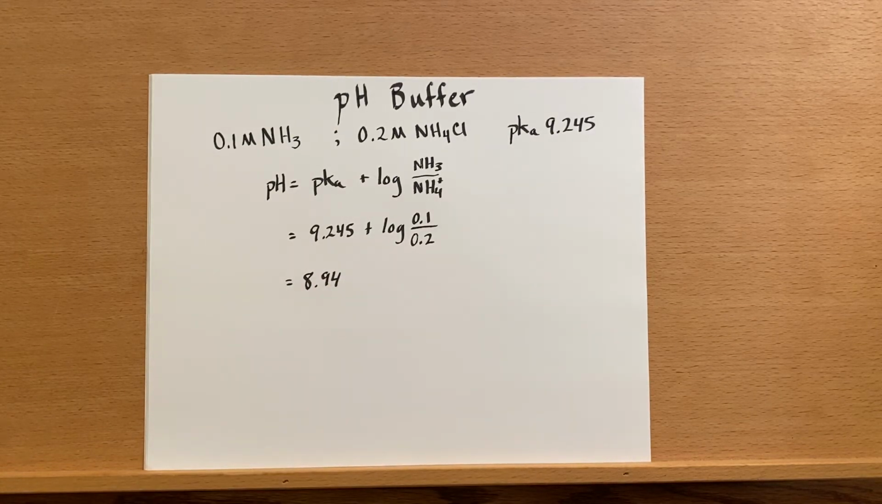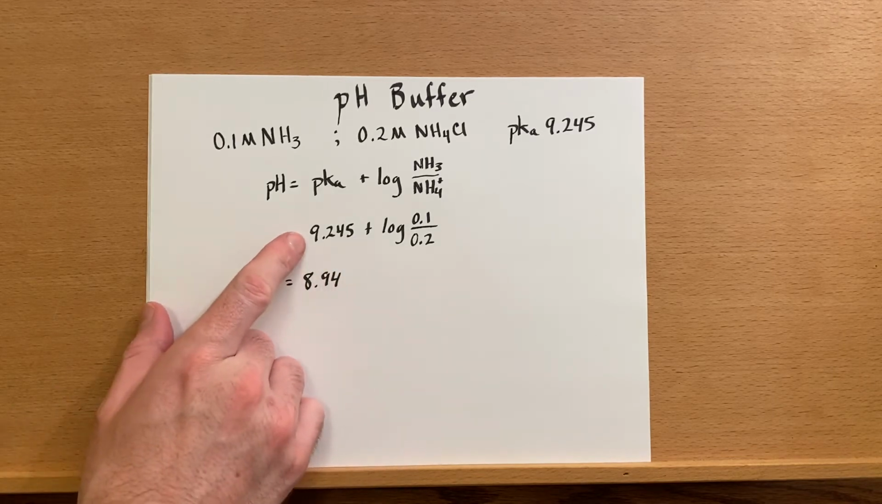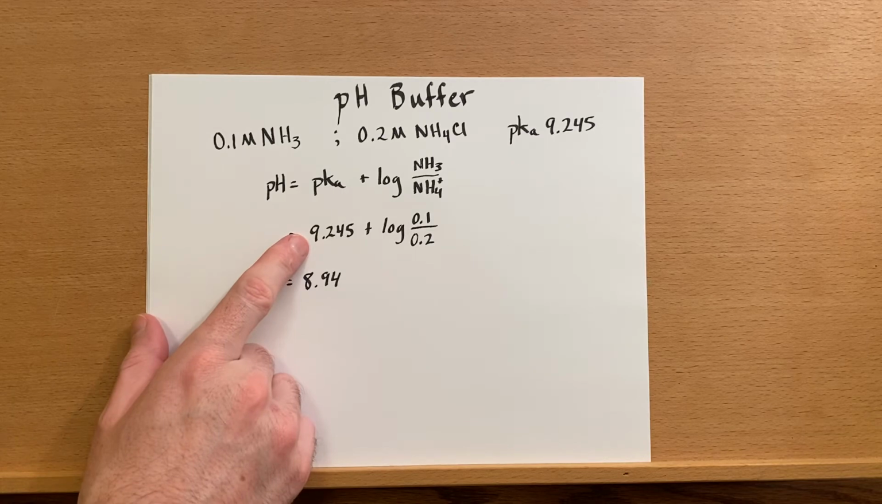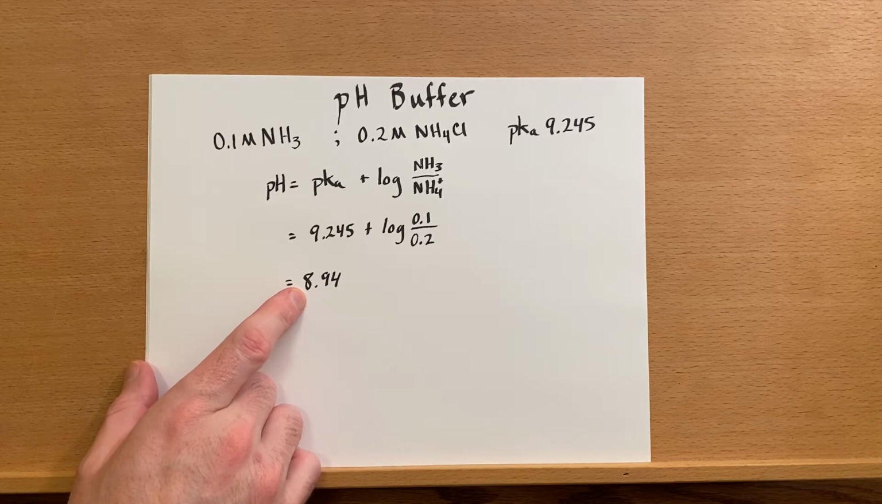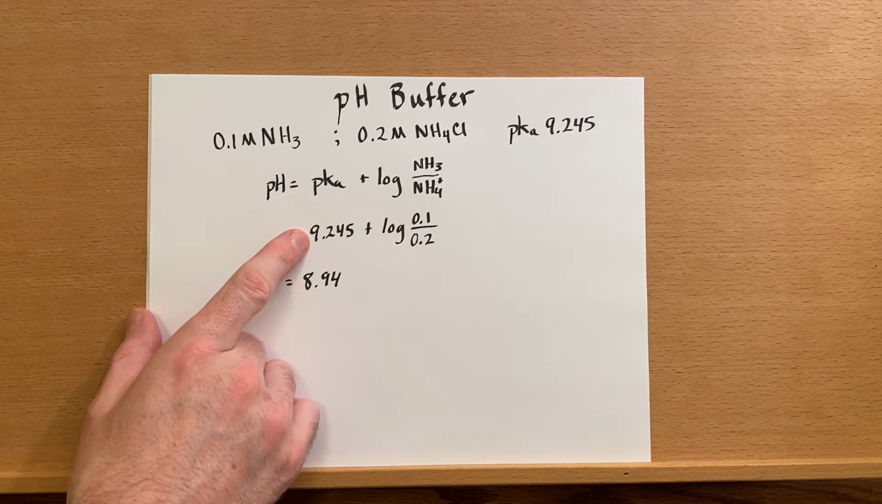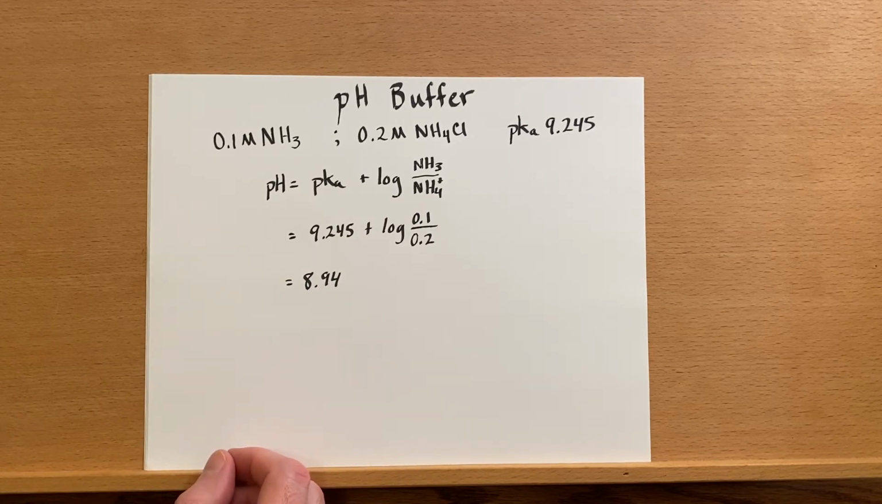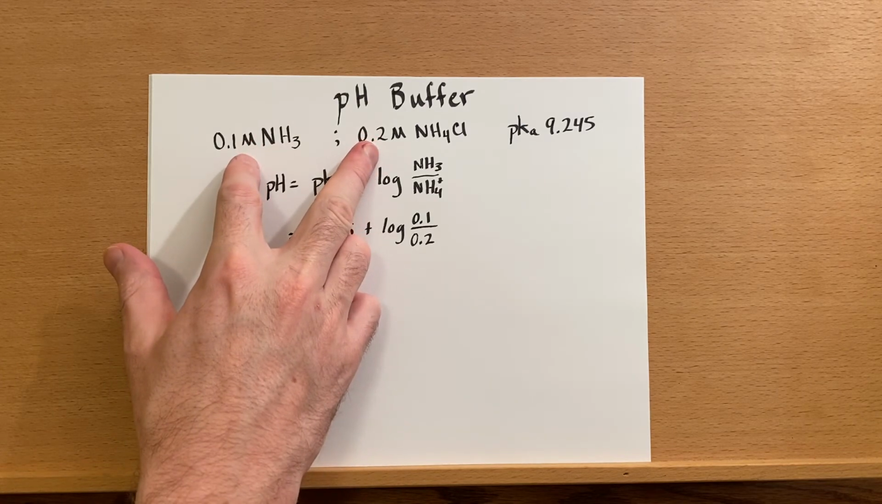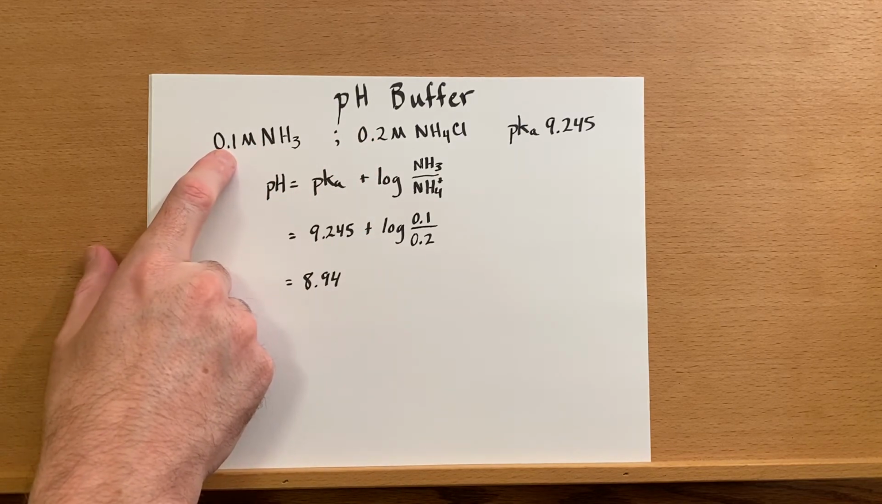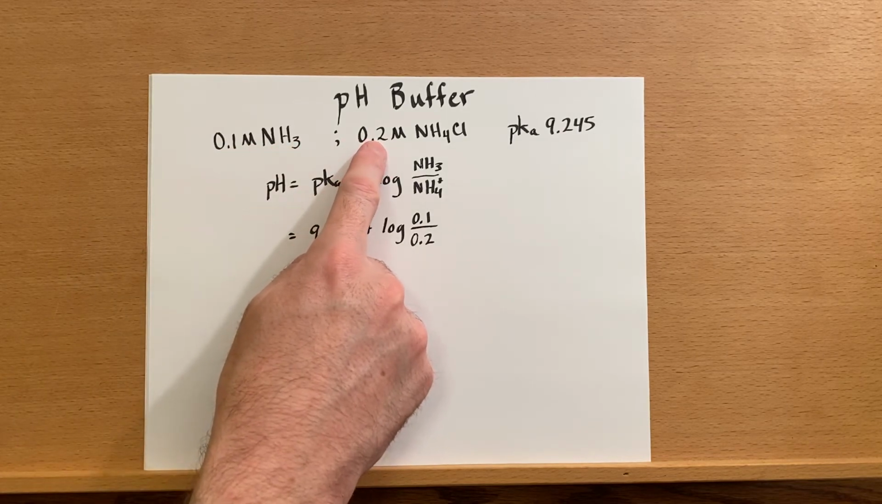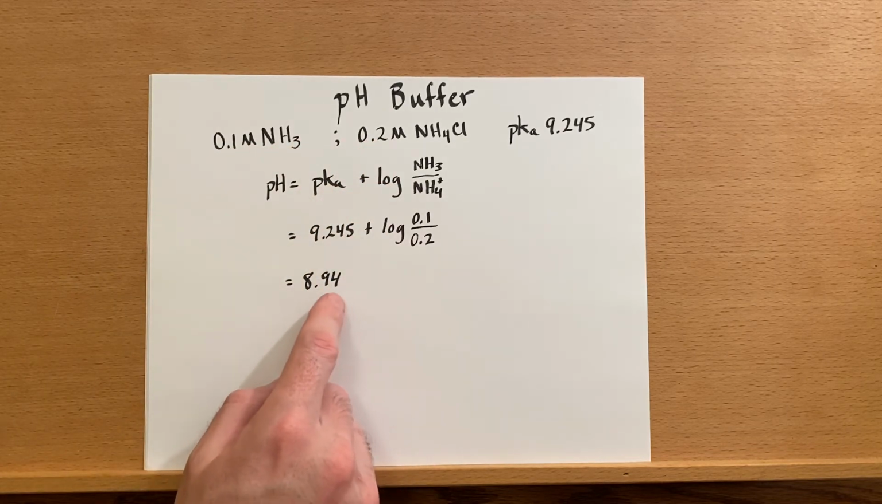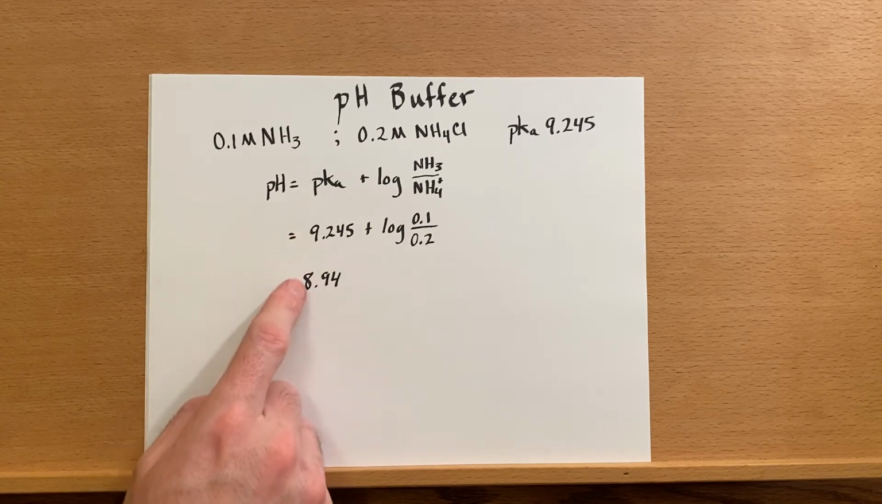Now, there's a couple of ways to make sure that we did this correctly. And let's think about what happened. First, let's compare our answer to the value of our pKa. And you'll notice that our pH is a little bit lower than our pKa value. Does this seem plausible? Well, in order to answer that, let's look back at what we started with. We started with 0.1 molar of our base and 0.2 molar of our acid. And so the fact that this pH is a little lower than our pKa shouldn't surprise us.